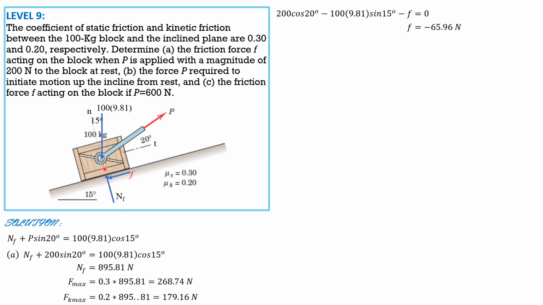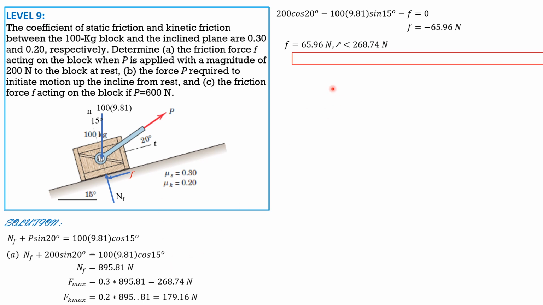the block remains at rest, and therefore the magnitude of the friction force is 65.96, and it should be directed up to the right at an angle of 15 degrees to the horizontal. So F is 65.96 newtons up to the right, which is less than F max. So the block remains at rest and the friction force is 65.96 newtons up to the right at 15 degrees to the horizontal. So that's it for the first part.